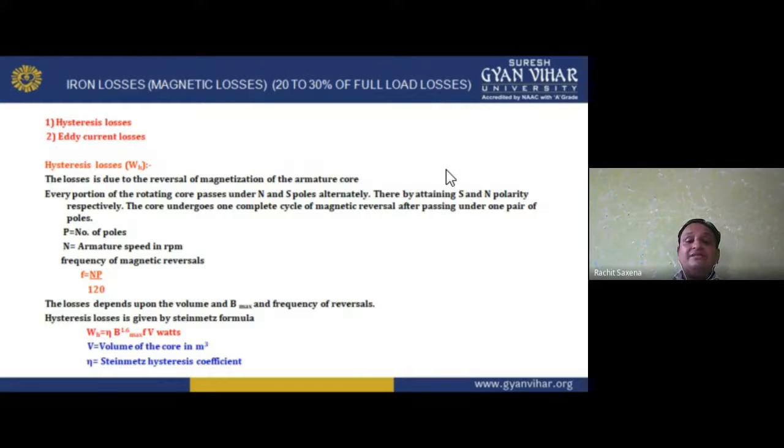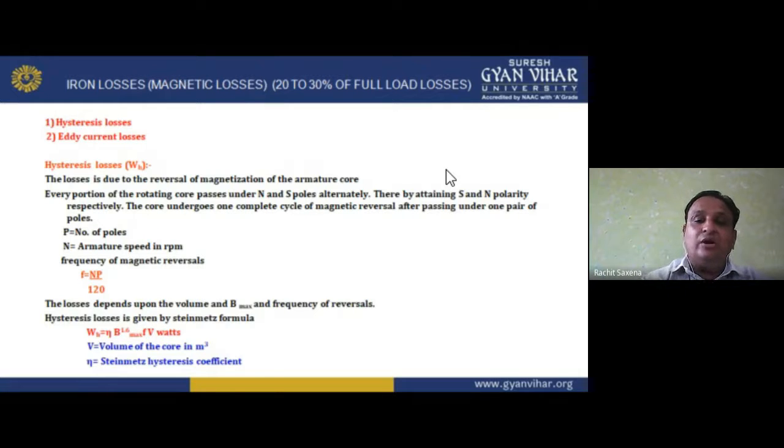So we can say every portion of the rotating core passes under the N and S poles, meaning North and South poles, alternately, thereby attaining South and North polarity respectively. The core undergoes one complete cycle of magnetic reversal, just like this. This is the magnetic reversal.